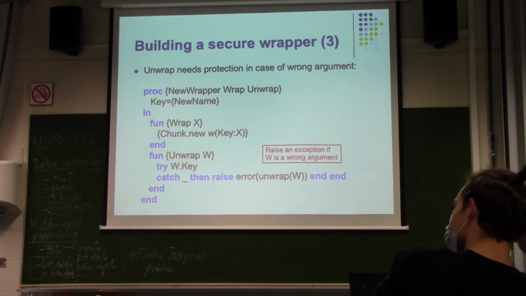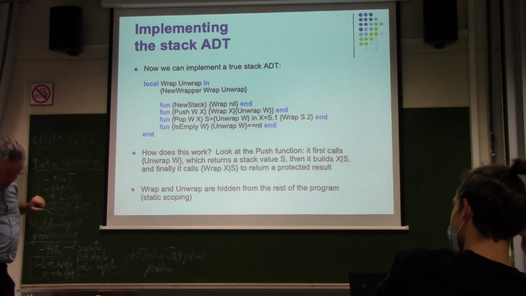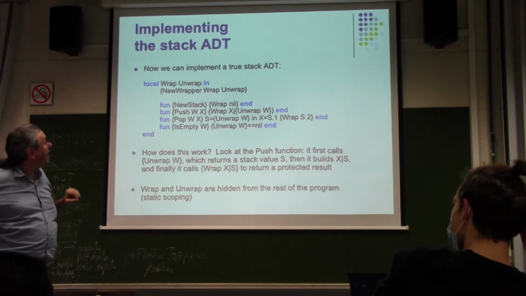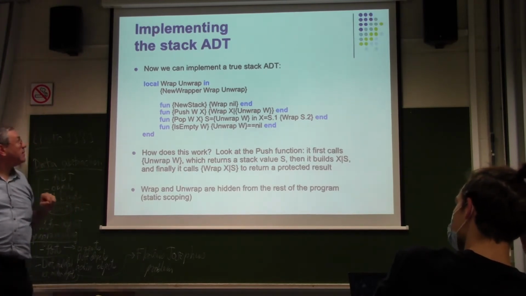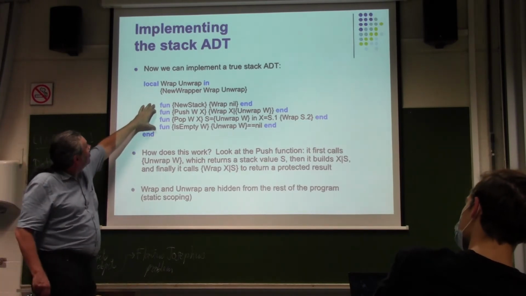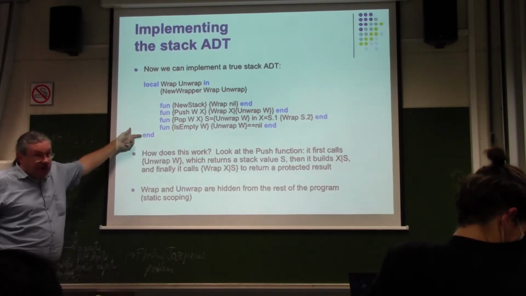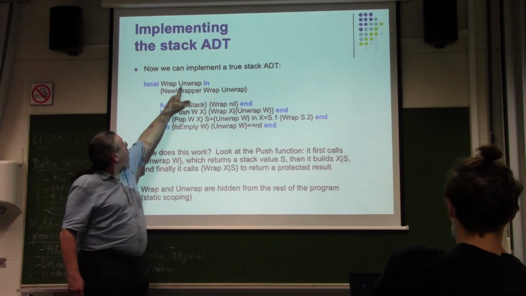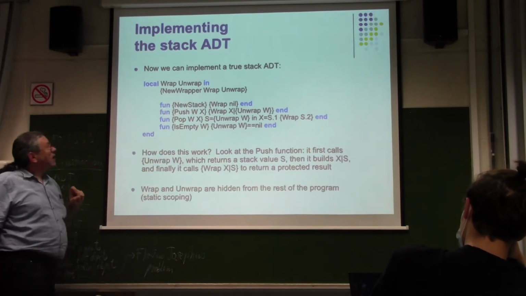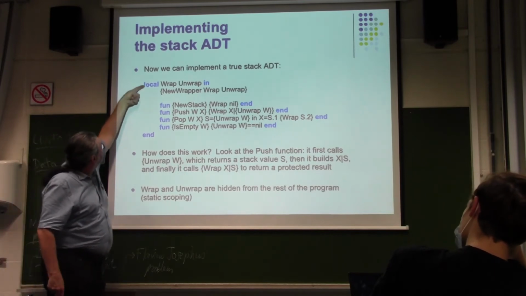Okay, so once we have this, we can actually build a true stack abstract data type, one that's completely protected and there's no way to break it. So here is our stack, our trusty stack. We're going to put it inside a local end. So I'm going to define two local variables, the identifiers wrap and unwrap. But they are only known here.